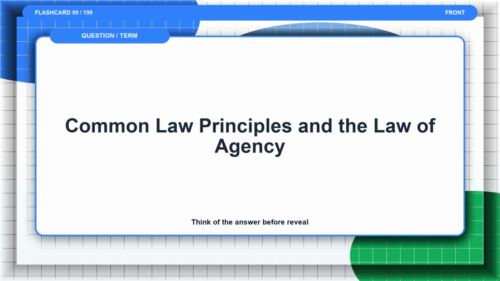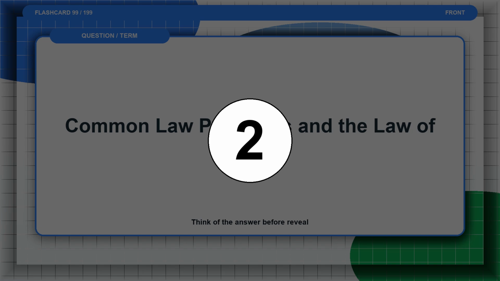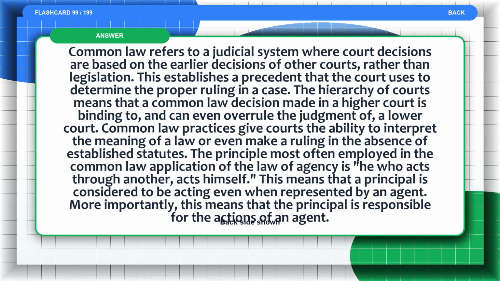Flashcard 99. Common law principles and the law of agency. Pause and think of the answer before the reveal. The answer is, common law refers to a judicial system where court decisions are based on the earlier decisions of other courts, rather than legislation. This establishes a precedent that the court uses to determine the proper ruling in a case.